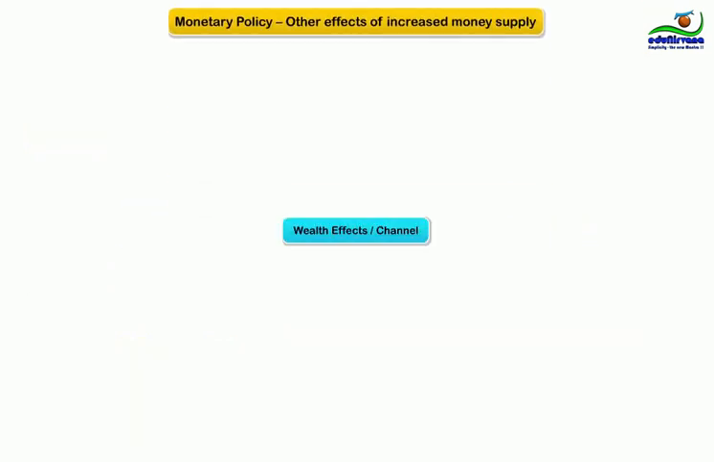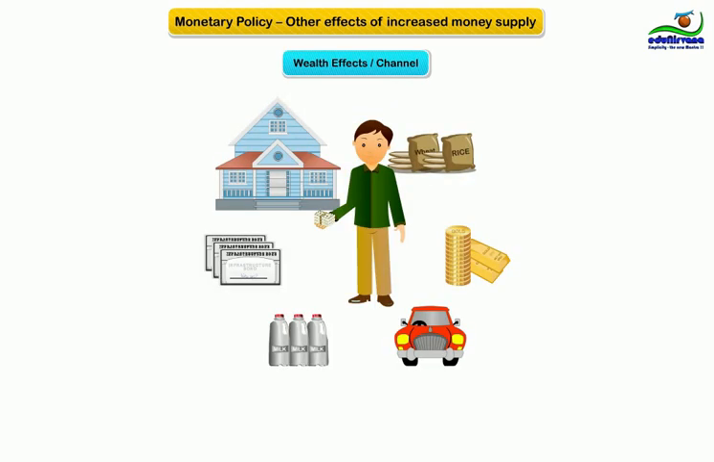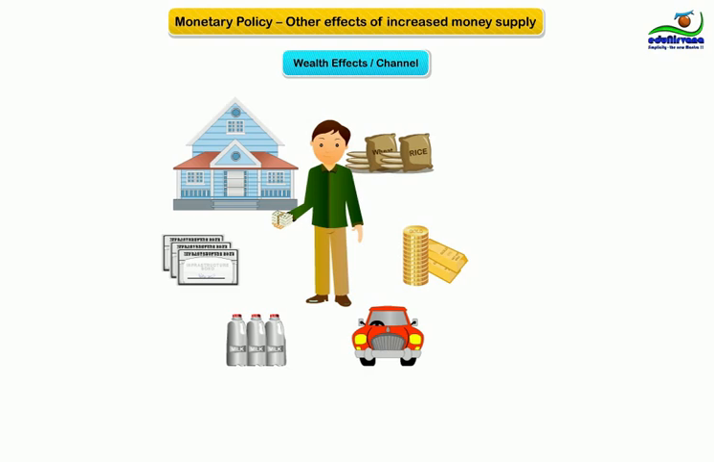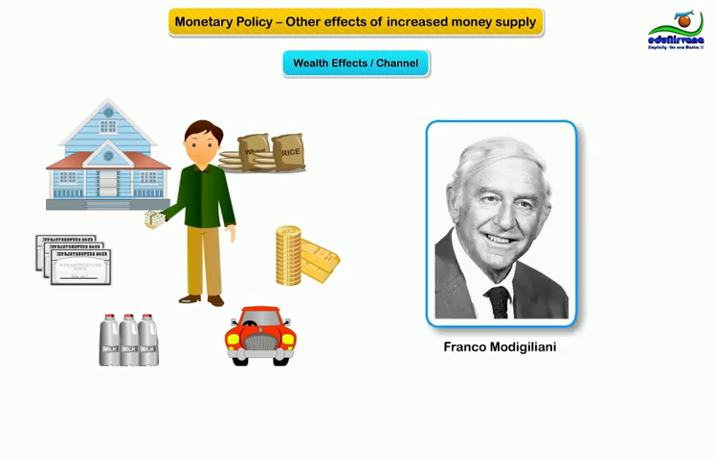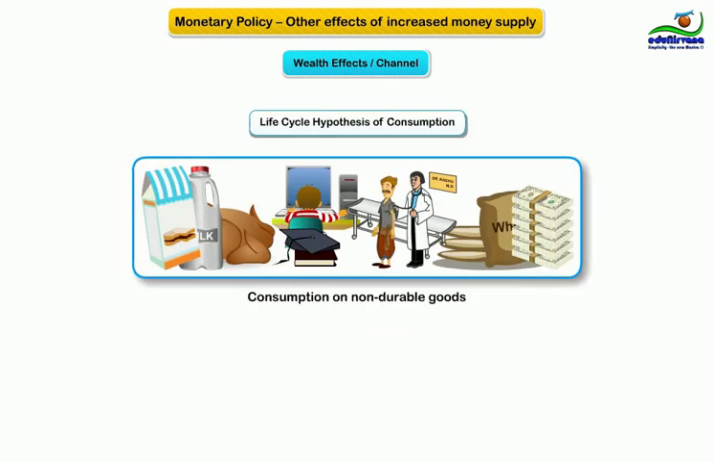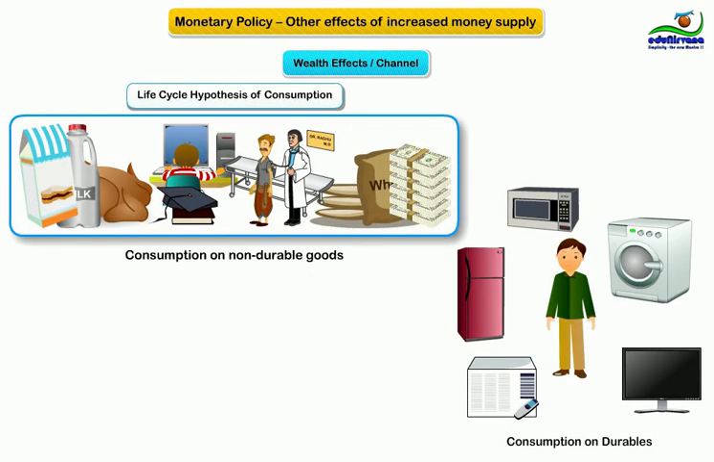Wealth effects. In their search for new monetary transmission mechanisms, researchers also looked at how consumers' balance sheets might affect their spending decisions. Franco Modigliani was the first to take this tack using his famous life cycle hypothesis of consumption. Consumption is spending by consumers on non-durable goods and services. It differs from consumer expenditure in that it does not include spending on consumer durables.